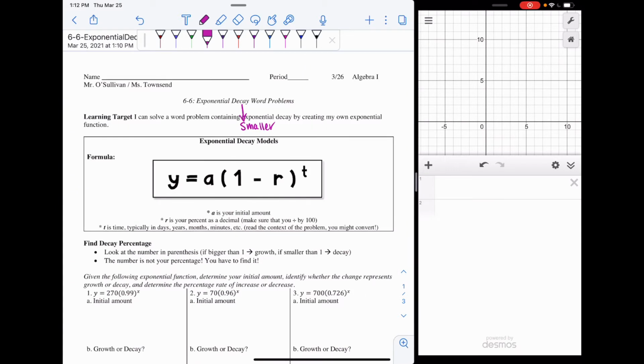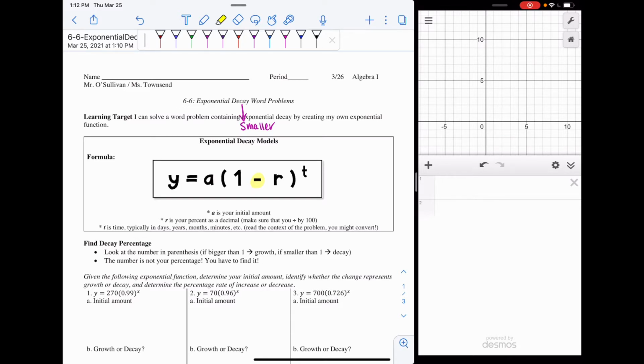So the exponential decay equation we're going to use is a very special formula. It's similar to the one we had yesterday. It is y equals a times 1 minus r to the t power. Yesterday, we looked at exponential growth, and we actually had a plus r. So we're going to be looking at 1 minus r.